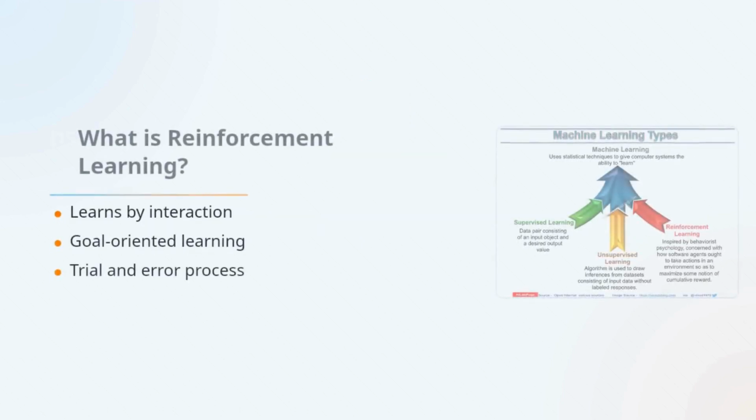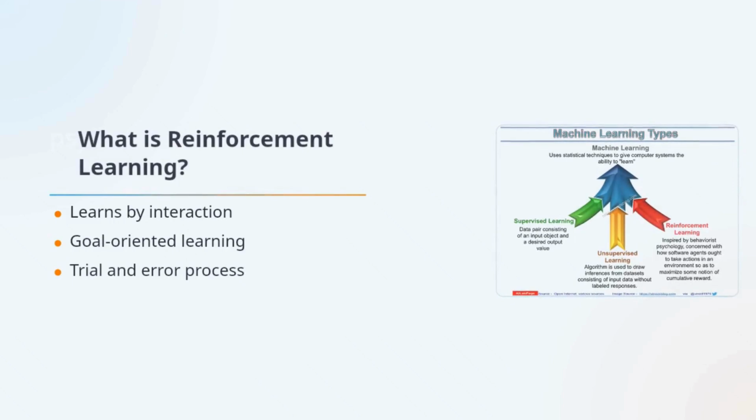Reinforcement learning, or RL, is a branch of machine learning where learning happens through interaction with an environment. Instead of being told the correct action directly, the learner tries actions, sees the result, and gradually improves. So in simple words, RL is goal-oriented learning driven by trial and error.